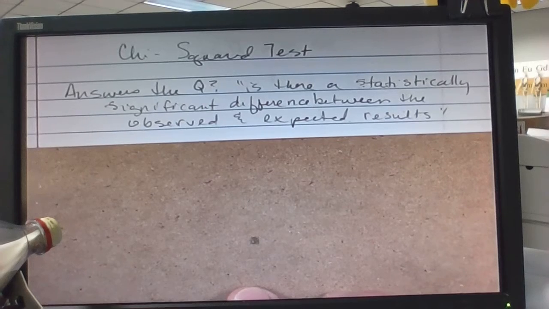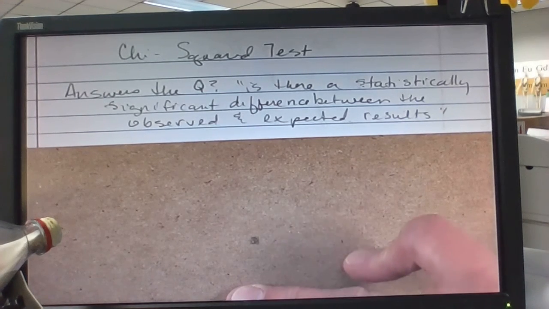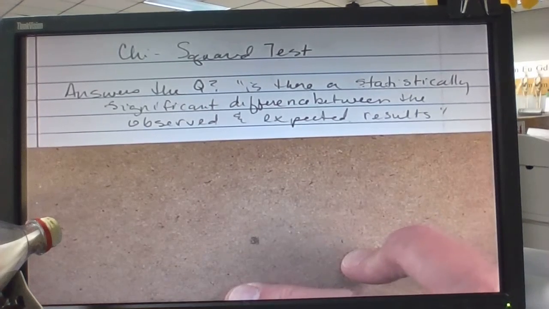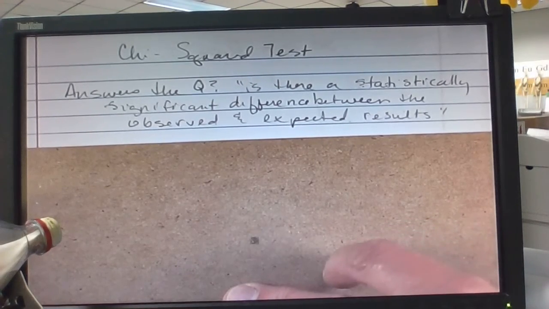So the chi-square test, it's data analysis. It helps to answer that question, is there a statistically significant difference in the data? Or is that difference, 49-50, just due to chance? I mean, it's not 50-50, but is that close enough? 48-52. Is that difference just due to chance? Or is there something else going on?